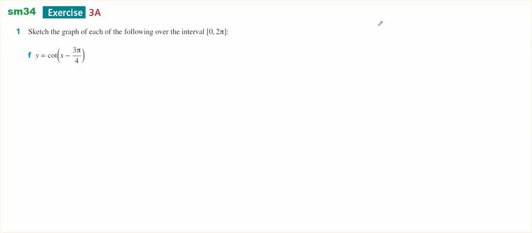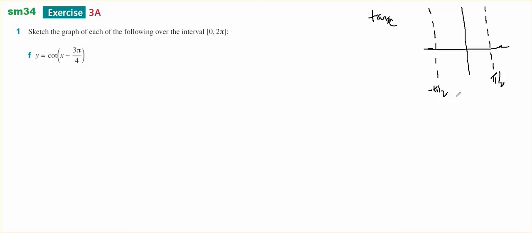The tan of x will have a period of pi, therefore asymptotes at pi on 2 and minus pi on 2, and its curve will look like this. Then cot, which is 1 on the tan of x, where that was 0 will have an asymptote, and where that is small it will be big. It will actually look like this.